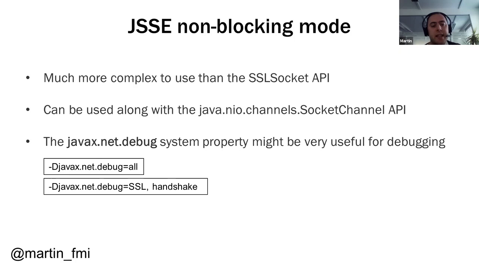For example, if you specify the all setting, it will print information about both the handshake messages that are exchanged and the actual SSL messages being exchanged between the client and the server. And you can also fine-tune this setting by specifying either ssl or handshake as a value.